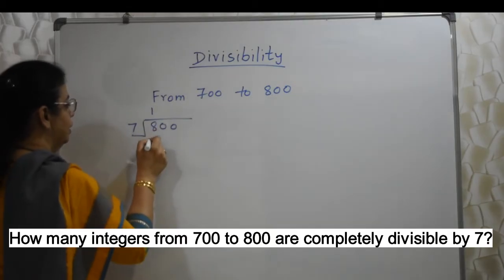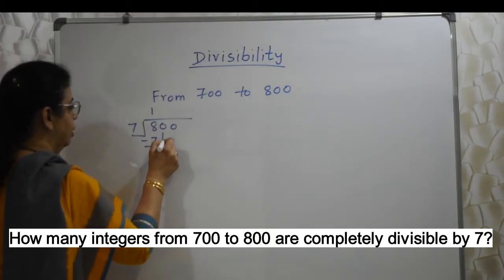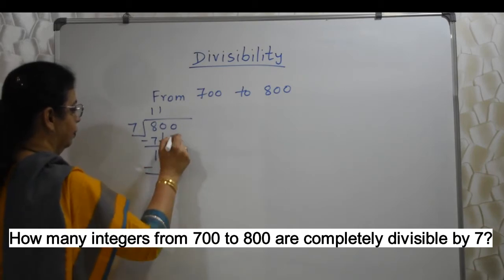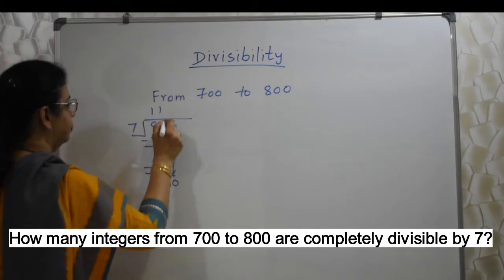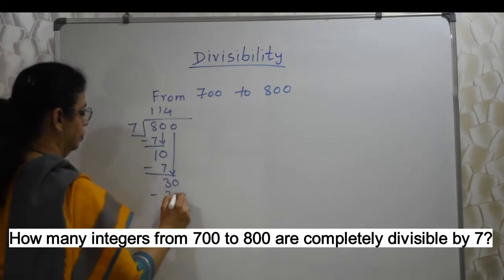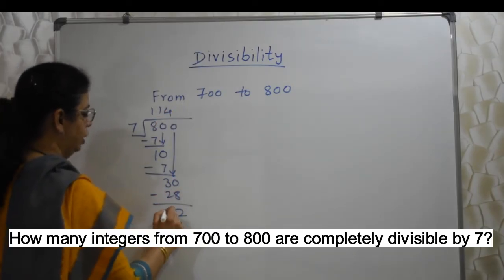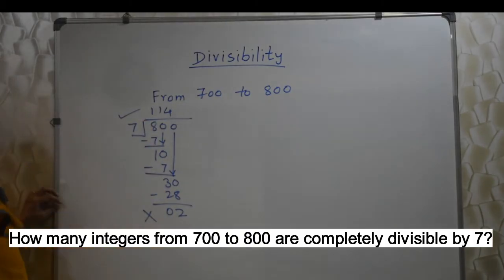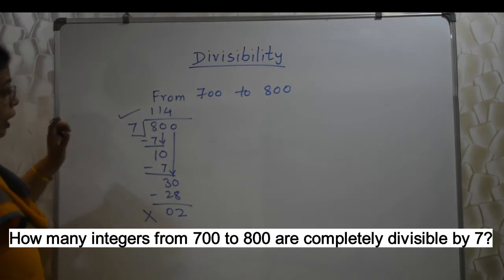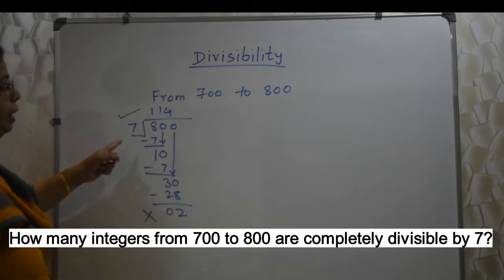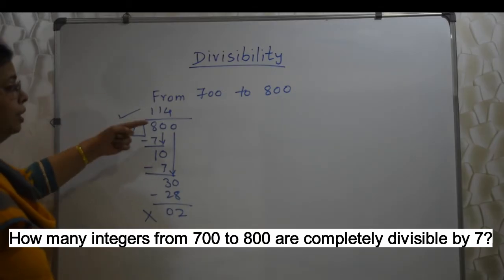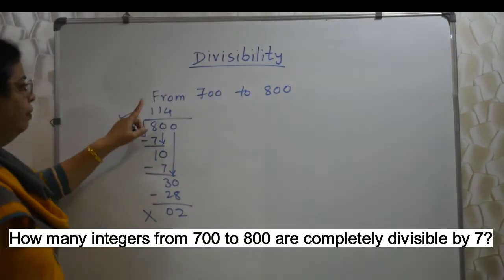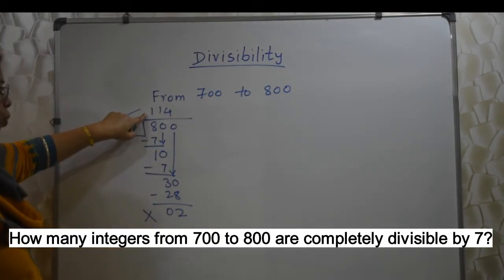Okay, 7 ones are 7, then 0, again 7 ones are 7. Forget about the remainder, this is not important, the quotient is important. It is 114. If they had asked how many numbers divisible by 7 are there from 1 to 800, then our answer would have been 114.